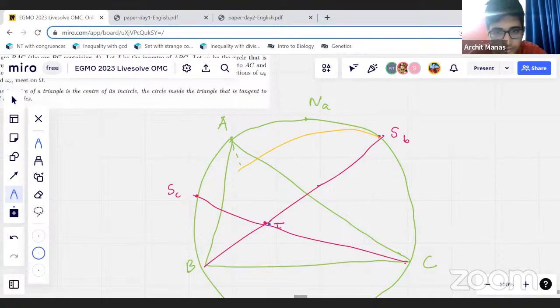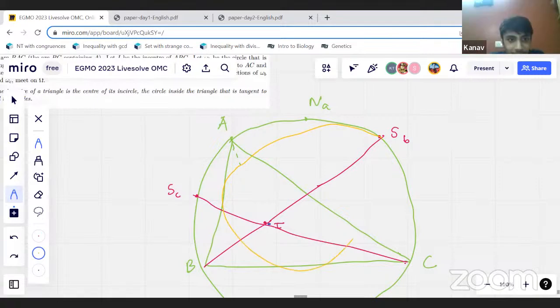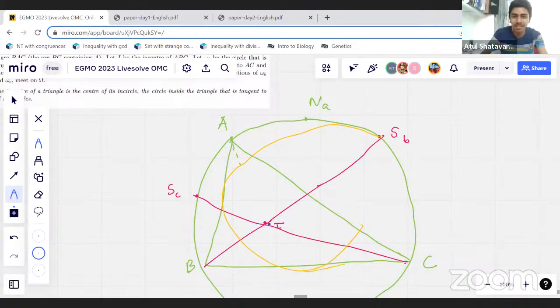This is also some tangent thing, right? I'm pretty sure inversion should help. Tangent. Okay, if it's inversion, Arshit, you can do it. We have something like this, and the other circle looks like this.